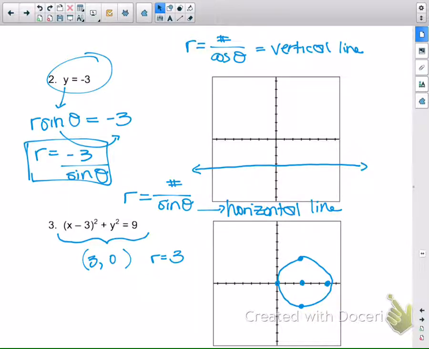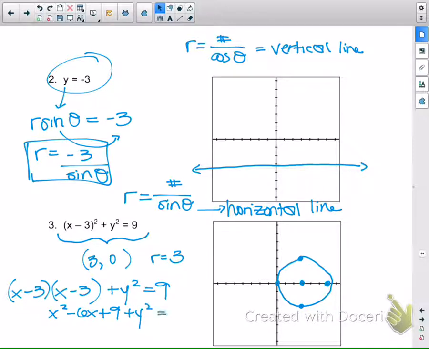This one gets a little bit funky. Do I have any x squared plus y squared that I can replace right now? Not currently. So what could I do to get an x squared plus a y squared? Yes. All right. So here we got to do a little bit of algebra. I got to do x minus 3 times x minus 3, which gives me x squared minus 6x plus 9 plus y squared equals 9.